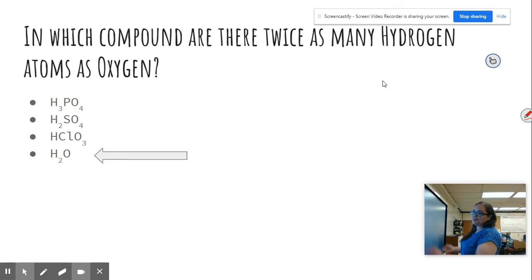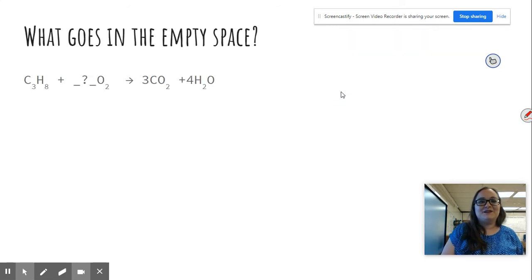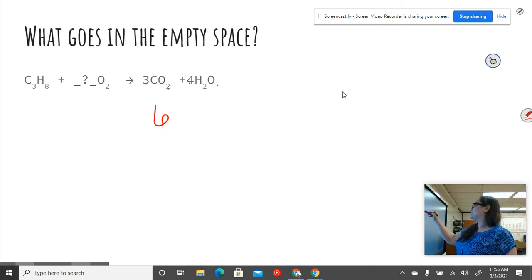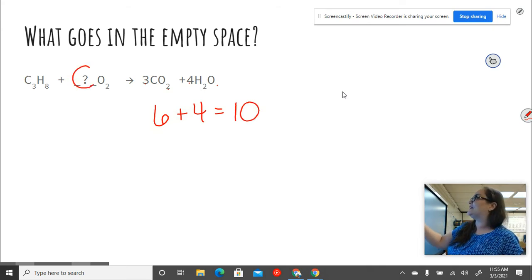Oh, and there's the answer, H2O, pointing at it. What goes in the empty space? So we've got to figure out how many oxygens we need to balance out this equation. So we've got to look on the product side, and we have 3 times 2 is 6 oxygens here, and 4 times 1 is 4 oxygens here. So we have 10. So we've got to figure out a way to get 10 oxygens.